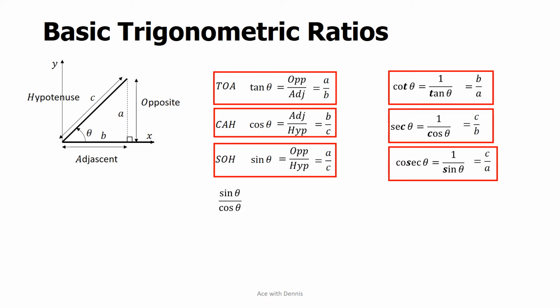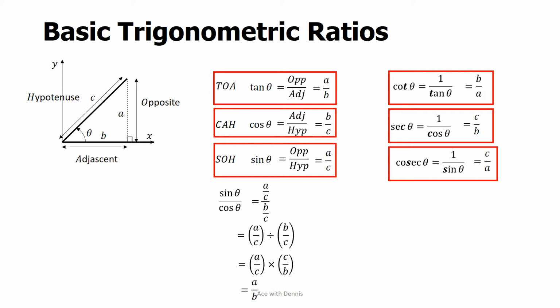Now, let's look at this ratio, sine theta to cosine theta. From the diagram, we know that sine theta equals A over C and cosine theta equals B over C. So, we can rewrite it as A over C divided by B over C. The division sign we can change to the multiplication sign, and it will be A over C times C over B, which is A over B.